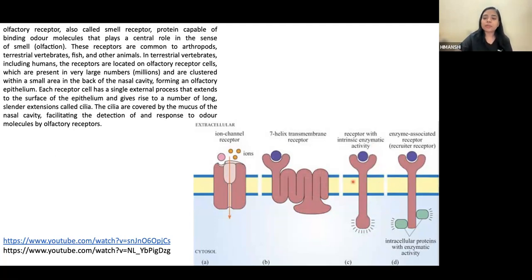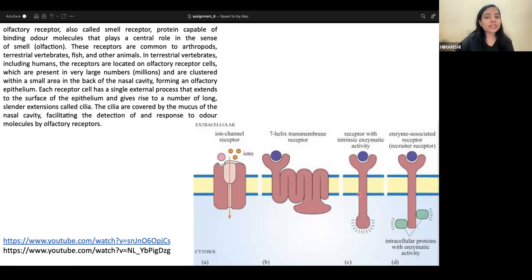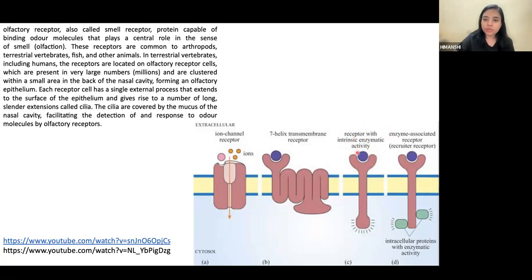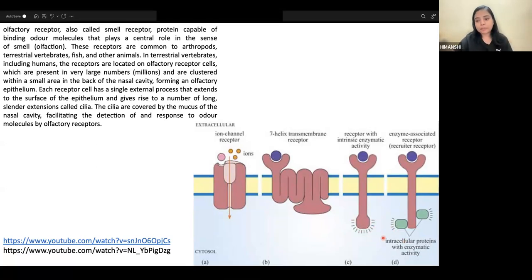Then another type of receptor is called a receptor with intrinsic enzymatic activity. So what does intrinsic enzymatic activity mean? It means whenever a small molecule or a ligand or a substrate binds to this particular type of receptor, this receptor on its cytosolic side will itself act as an enzyme, which means it will convert a substrate to a product. It can be any substrate or product, okay? We are not going into that much detail.